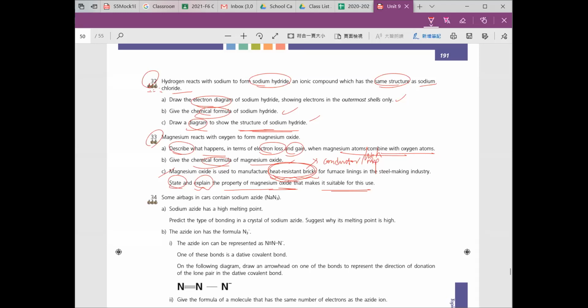Can you get my point? Why will you choose it? High temperature, so it needs to be heat resistant. Yes, that's right. And if I have the bricks at a low temperature, what will happen? Melting. Yes, it will melt, right? So high melting point is one of the points that you have to relate. Can you get my point? So I will give you the hint. Any questions so far?